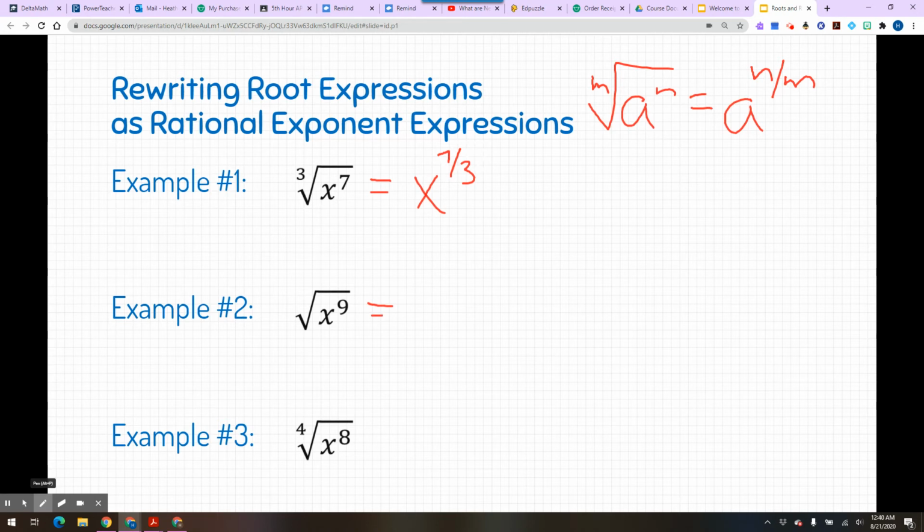In the second example, the square root of x to the 9th is equivalent to x to the 9 halves. Fourth root of x to the 8th is equivalent to x to the 8 fourths, which is more simply known as x squared.